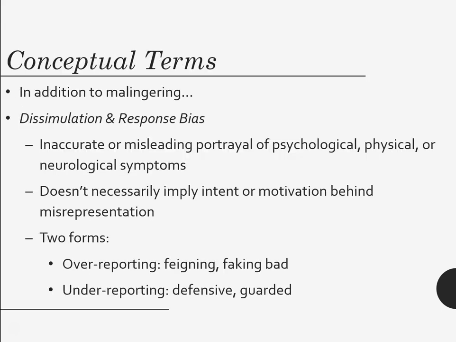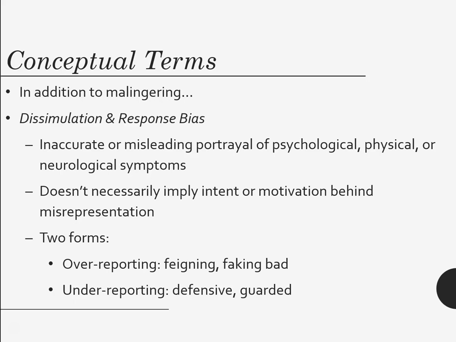Now, the field uses a number of terms. Malingering is the diagnostic term. It's what we would actually put in a report if we wanted to alert the court or another mental health provider that this person is in fact malingering. But oftentimes we're going to use other terms in the field, terms like dissimulation or response bias, where we're basically saying that the person is inaccurately portraying their psychological, physical, or neurological, neurocognitive symptoms, but we're not necessarily noting the intent or the motivation behind this misrepresentation.